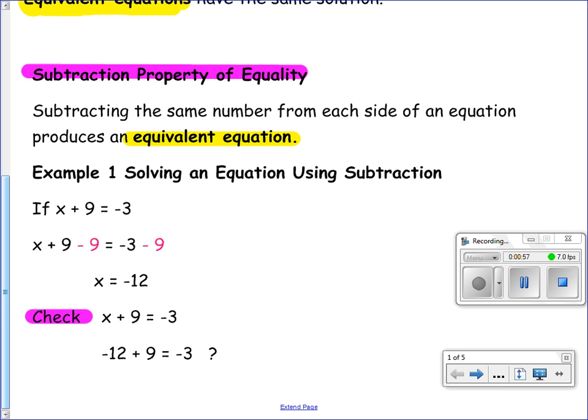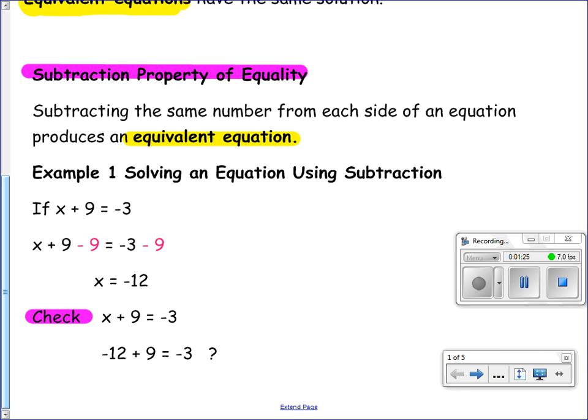I have x plus 9 equals negative 3. If I subtract 9 from each side of the equation, I have x plus 9 minus 9. That leaves me x on this side. And if I subtract 9 from this side, negative 3 minus 9 equals negative 12. So x is equal to negative 12.